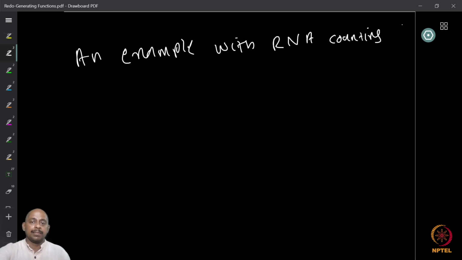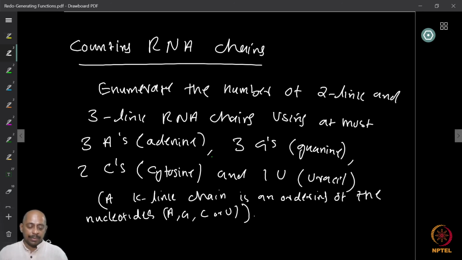So here is an example with RNA counting. We want to count the number of RNA chains with some conditions. A k-length RNA chain is basically an ordering of the nucleotides. So what are the nucleotides? One is adenine, then you have guanine, then cytosine, and uracil. These are the nucleotides which are present in RNA chains. If you are looking at a DNA chain, then uracil is replaced by something else, but other things are there. There are some differences.